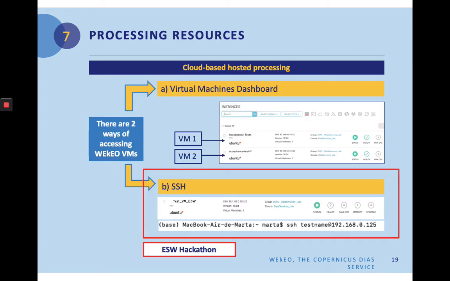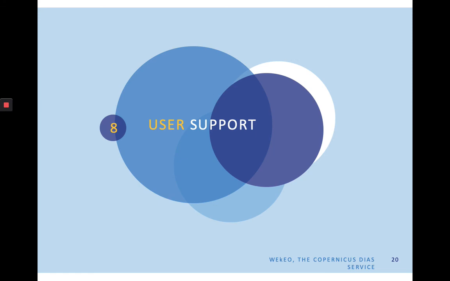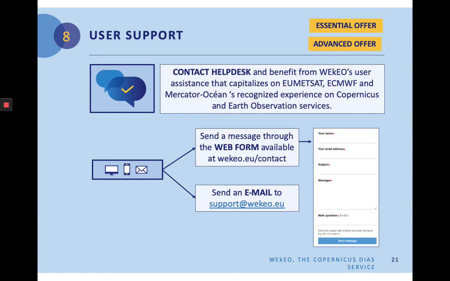There are 2 ways of accessing Wekeo virtual machines, but for the European Space Week Hackathon, we will only provide SSH access, which is option V in the slide. For that access, you will be given an IP address and Linux credentials once you have done the advanced registration and sent the team information to the service desk email address. I am going to quickly comment now on the user support. You can contact us through the web form that is available at the Wekeo website or send an email to support@wekeo.eu.